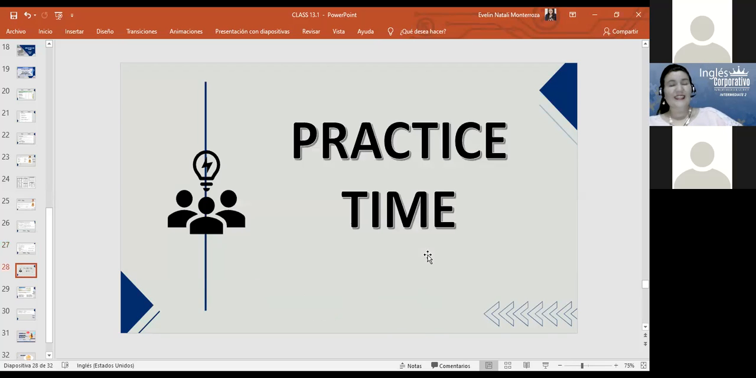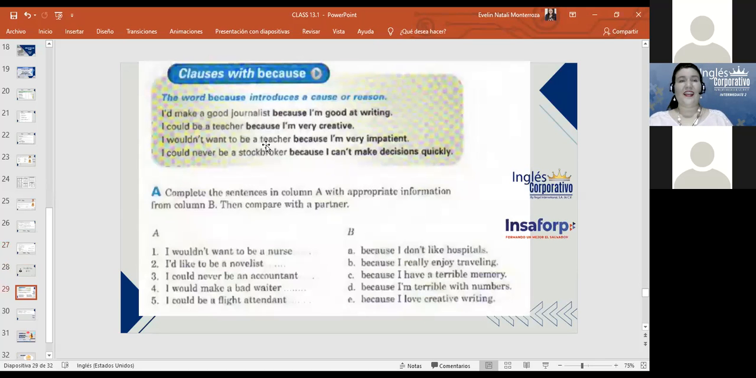So in the practice time, we're going to finish this class with a little bit about the clauses with because. How do you use because in the clauses? You use it to include more information to the original sentence. I can say, I enjoy being a teacher because I love languages and I love talking with people, right? I am giving you a reason with because. It introduces a cause or a reason, okay?